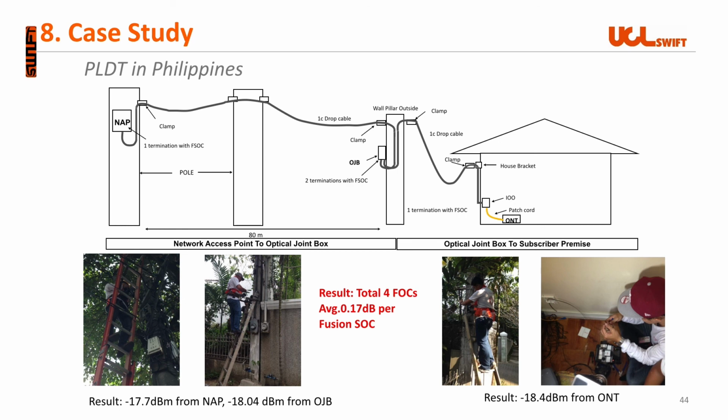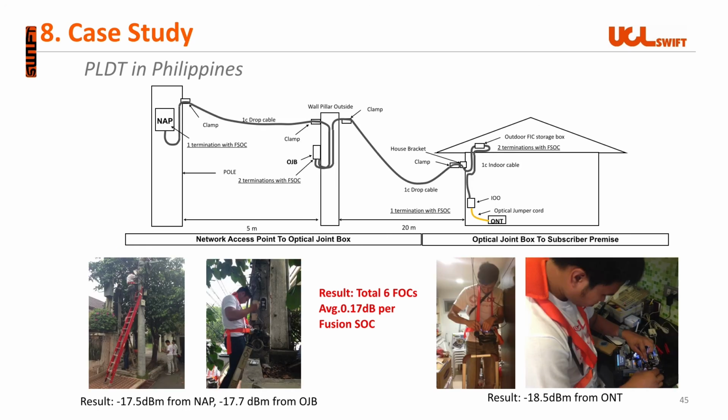Since we have had FTTH trial service for PLDT in Philippines, the optical performance has been superior, less than 0.2 dB. The distance between the pole and home was about 80 meters, and 4 fusion splice-on connectors have been installed, as seen in the figure. Another example of installation for PLDT in Philippines is on this slide, and 6 fusion splice-on connectors have been installed having less than 0.2 dB average, as seen in the figure and photos.